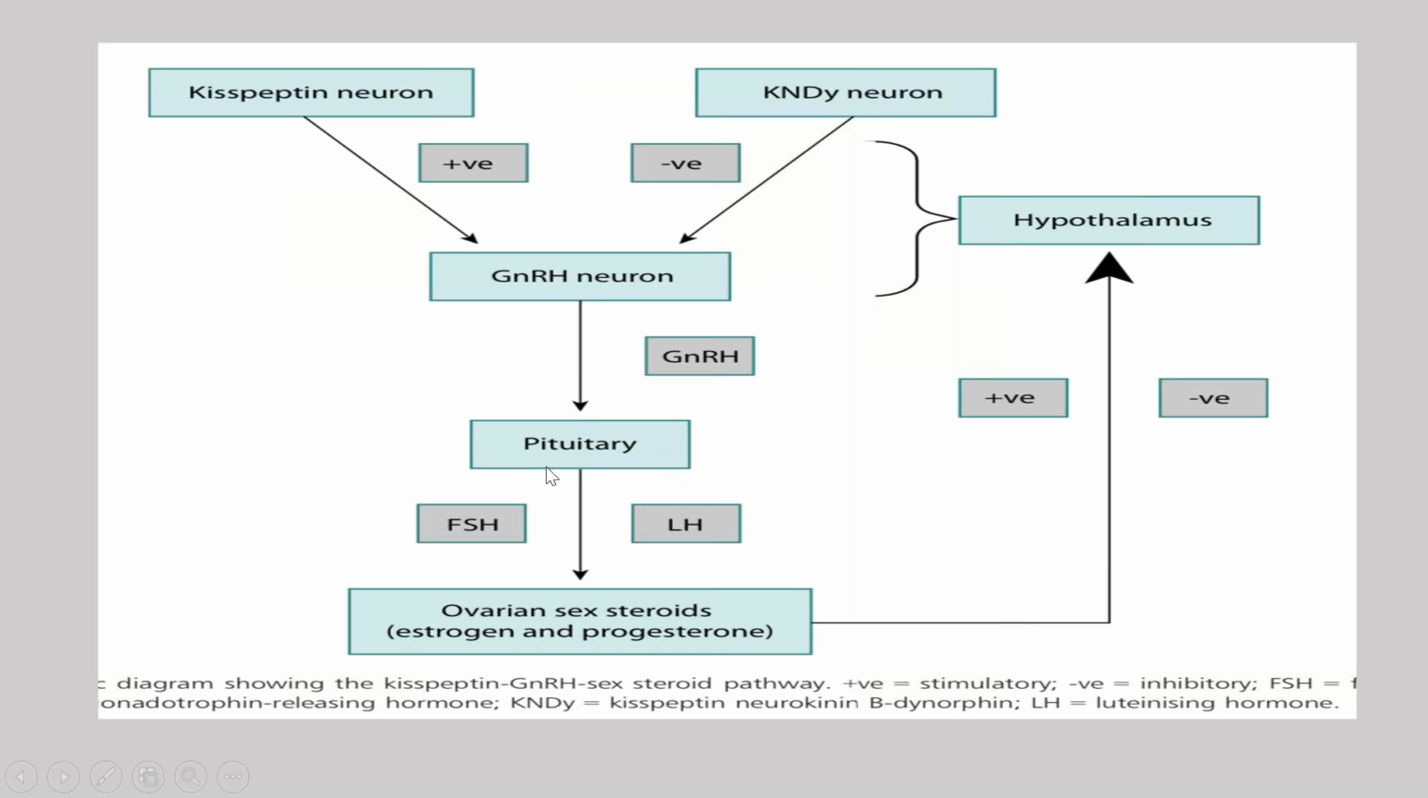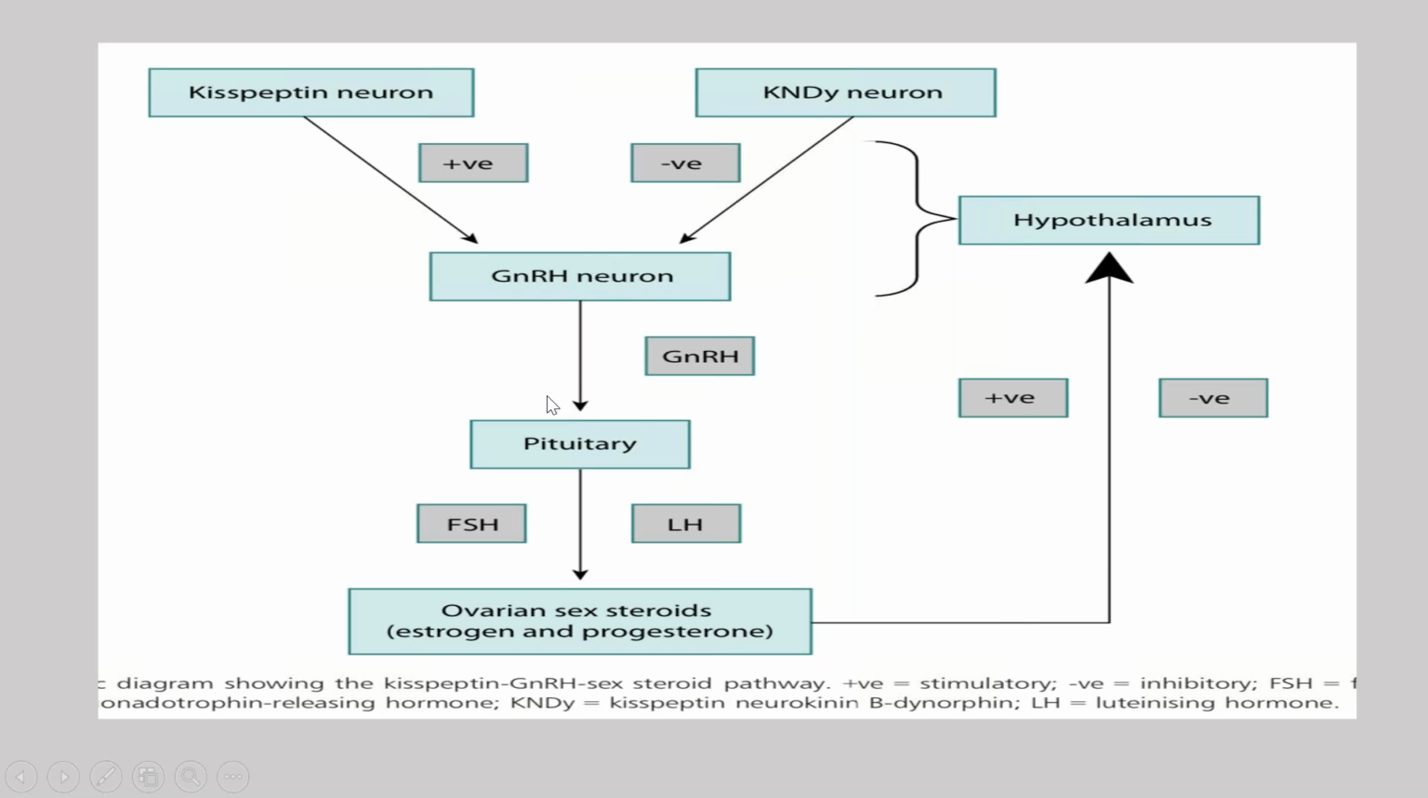At the beginning of the menstrual cycle, FSH is released from the pituitary, and that leads to follicular development. Then the maturing follicle produces estrogen, and that estrogen has a negative feedback on the hypothalamus. So this is the normal mechanism happening.